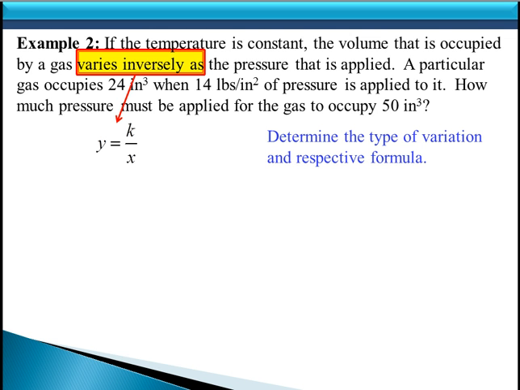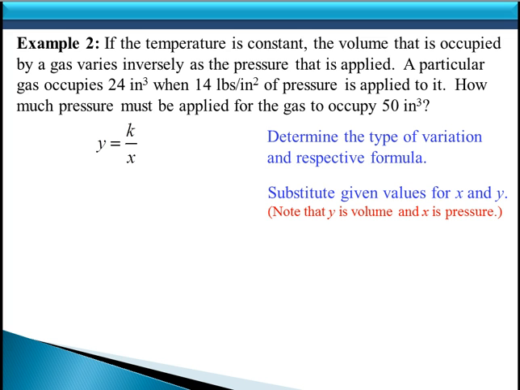So here is our formula for inverse variation, and we're going to substitute the given values for x and y. Again, note that y is the volume and x is the pressure. Now look for the two values for volume and pressure that we are told belong together. Notice it says for a particular gas, it occupies 24 cubic inches, so that's a volume, when 14 pounds per square inch of pressure is applied. So that's a pressure. So when the volume is 24 cubic inches, the pressure is 14 pounds per square inch. So those two values belong together.